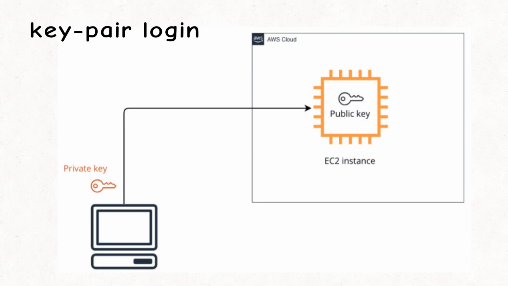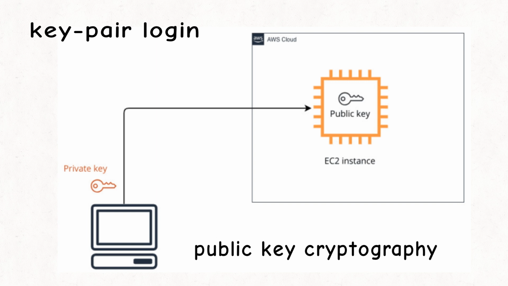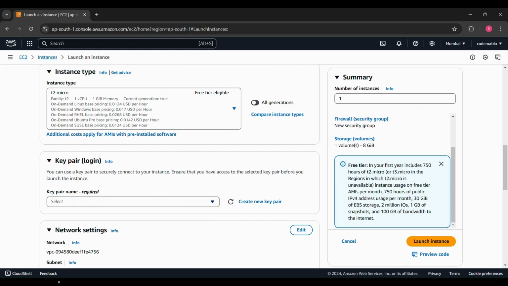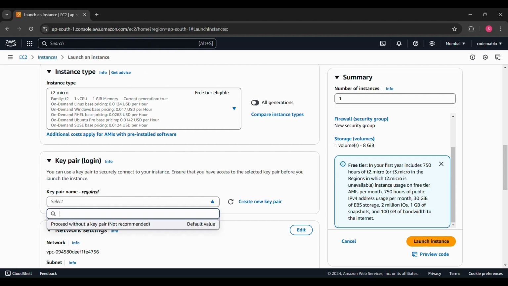How does it work? When you try to connect to the EC2 instance, your computer sends a message using the private key you have. The EC2 instance checks the message using its public key. If the public and private keys match, you are allowed to log in. If not, access is denied. This process is called public key cryptography. No one else has your private key unless you share it, so please keep it safe and don't share it with others. Now, I don't have any existing key pair, so I chose to create a new one.